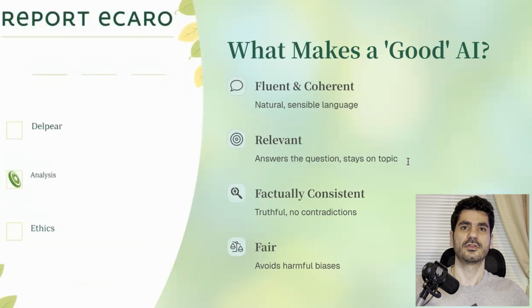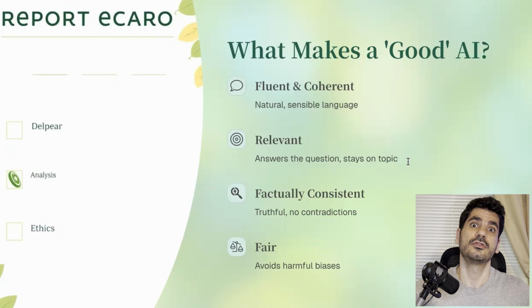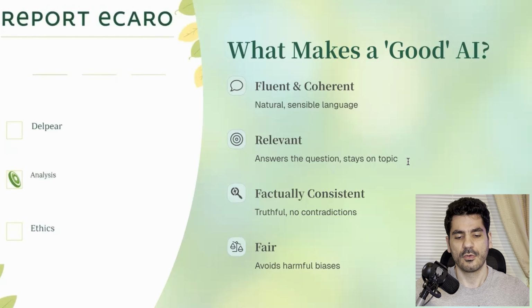We will talk about what makes AI good, and these are the four main pillars that make an output of AI good. It should be fluent and coherent, so natural and sensible language, in a way that humans can connect to. It should be relevant, which means that if it is a question answer, you should answer the question rather than providing an irrelevant answer, even if it is correct. It should stay on topic. It should be factually consistent, which means it should be truthful with no contradiction. And it should be fair, so avoid harmful biases.